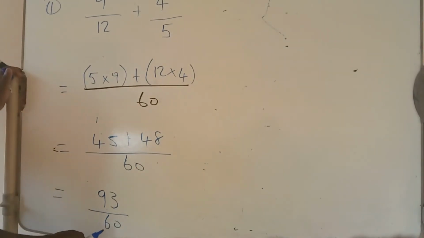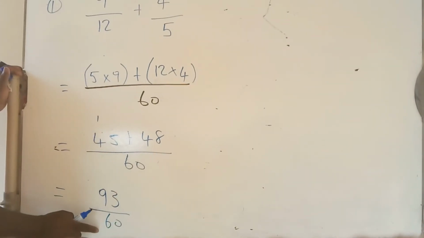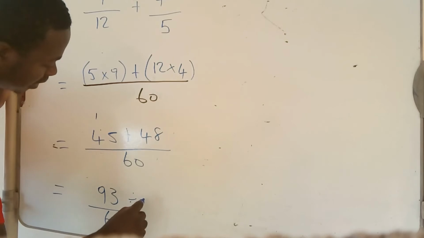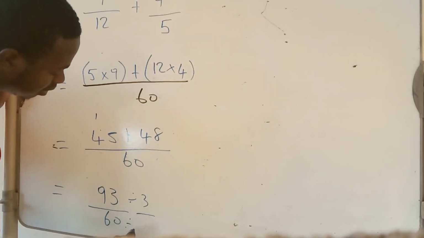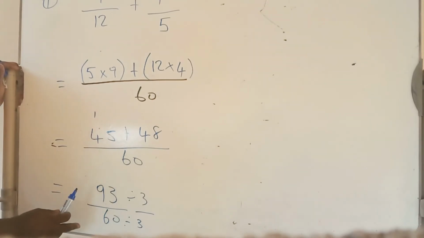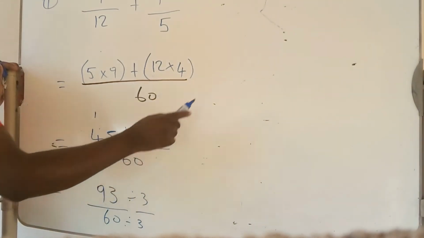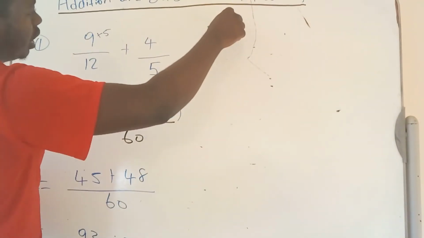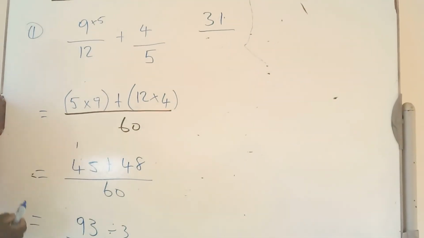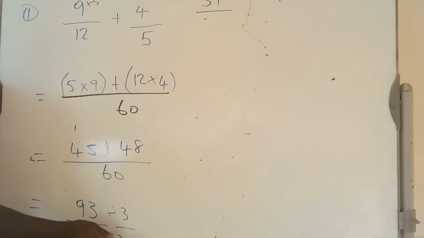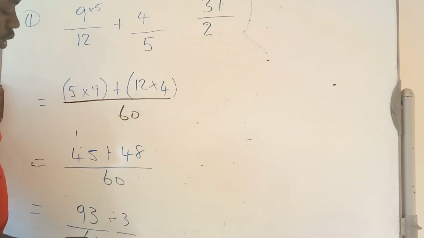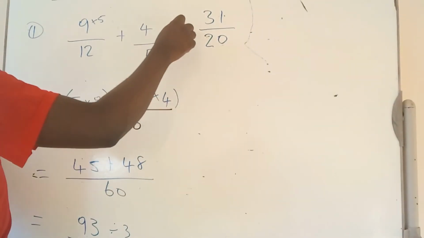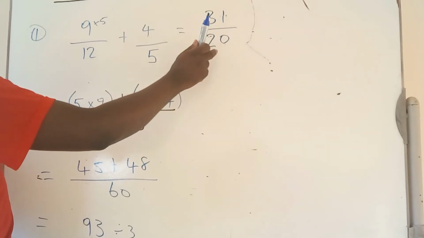Now, we can divide both numerator and denominator by 3. So if you divide the numerator here by 3 and you divide the denominator here by 3, then this will result in 9 divided by 3 gives you 3. 3 divided by 3 gives you 1, so the numerator is now 31. 6 divided by 3 gives you 2. And 0 divided by 3 gives you 0. So your answer is now simplified to 31 over 20.